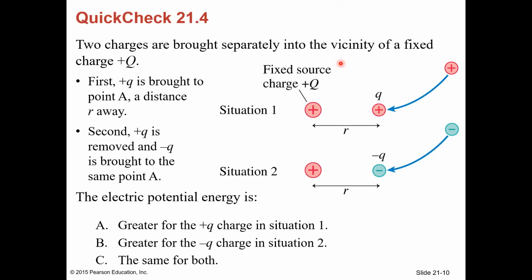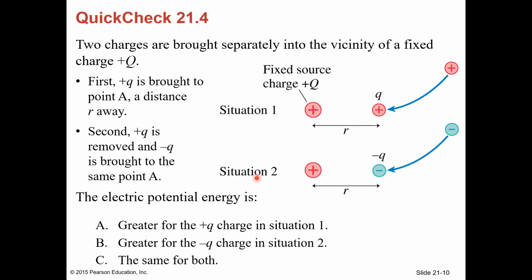We want to know, potential energy is interaction. Which interaction is greater? Let me talk about C first. So I could see why you would say the same for both. Both charges are the same distance from the source charge. What we're talking about, they have equal charges, just opposite sign.